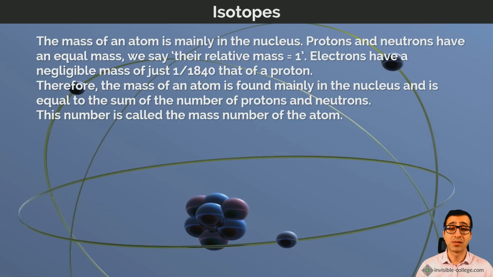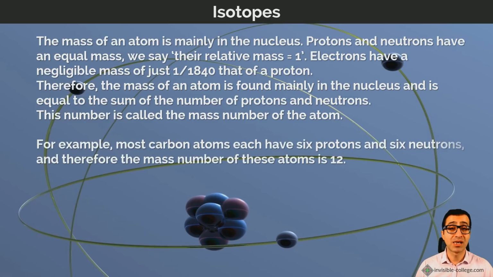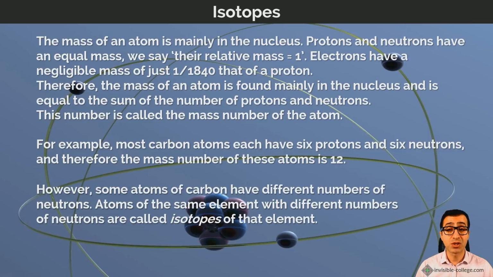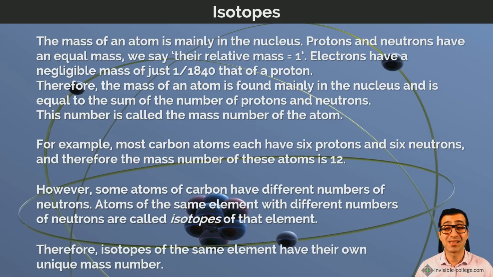Now, most carbon atoms have 6 protons and 6 neutrons, and so the mass number of most carbon atoms is 12. It is the most abundant isotope. But some atoms of carbon have different numbers of neutrons, and so atoms of the same element with different numbers of neutrons are referred to as isotopes of that element. So isotopes of the same element have their own unique mass number.